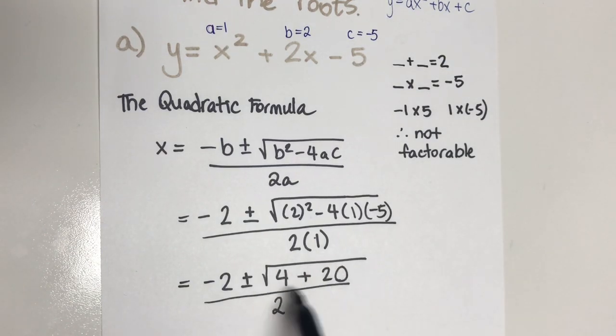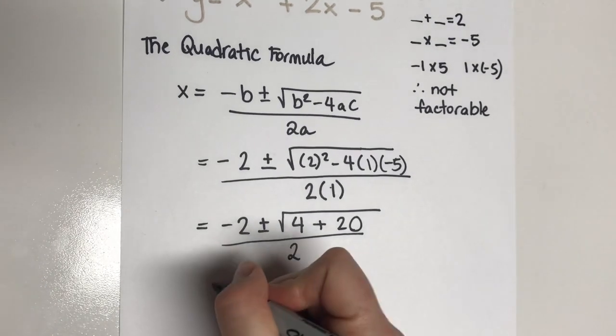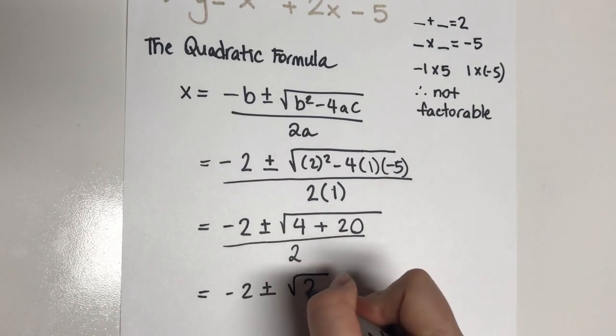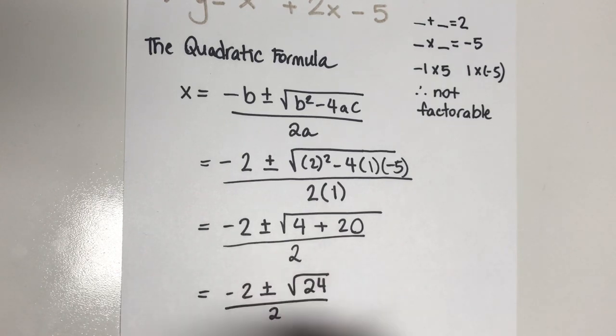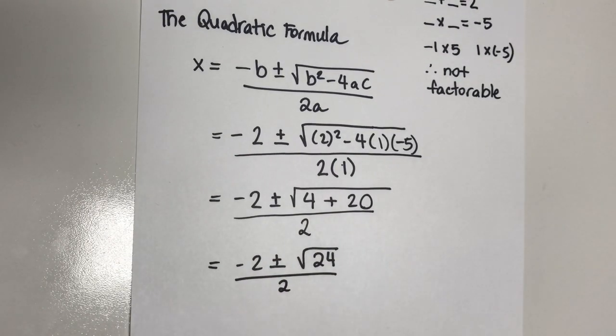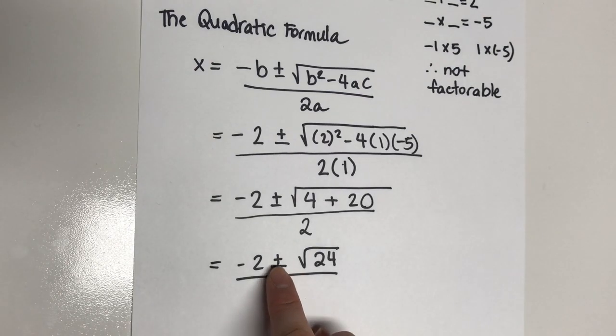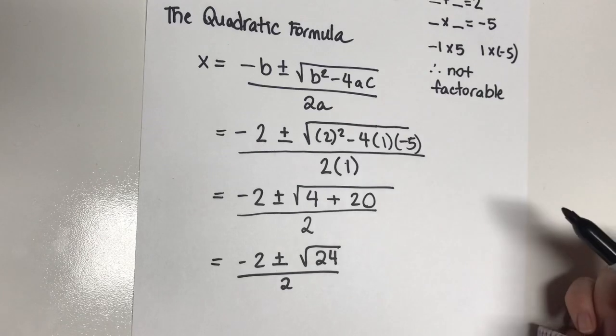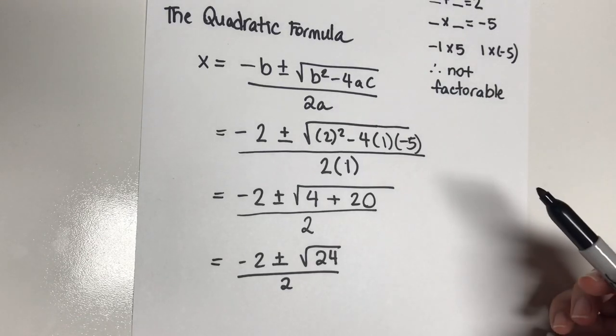I still need to continue simplifying inside the square root. So 4 plus 20 is 24 divided by 2. There are ways of simplifying this further, but we're going to explore those next year. So all we're going to do now is we're going to break it down. This means add or subtract, because remember we need two solutions because it's a parabola. It may or may not cross the x-axis twice.